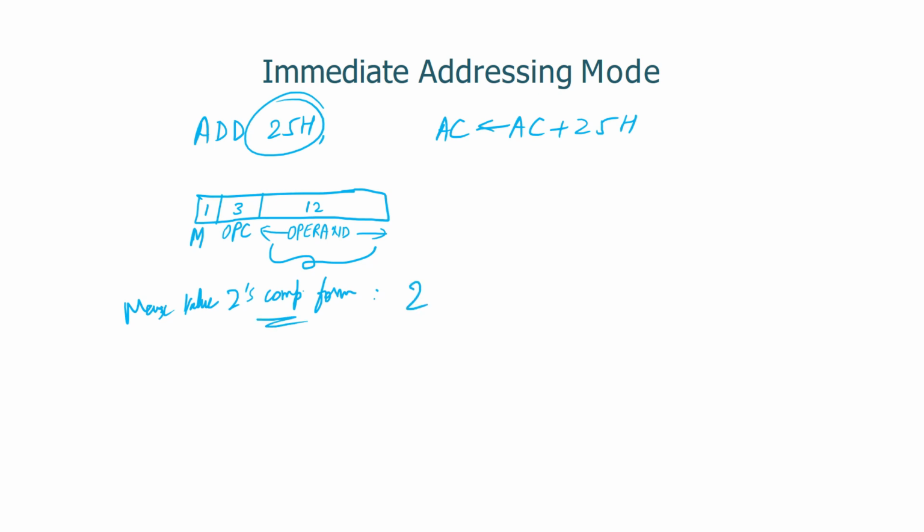It is 2 raised to power n minus 1, minus 1, where n is the number of bits. So in this case, the maximum value will be 2 raised to power 11 minus 1, which is equal to 2048 minus 1, 2047.